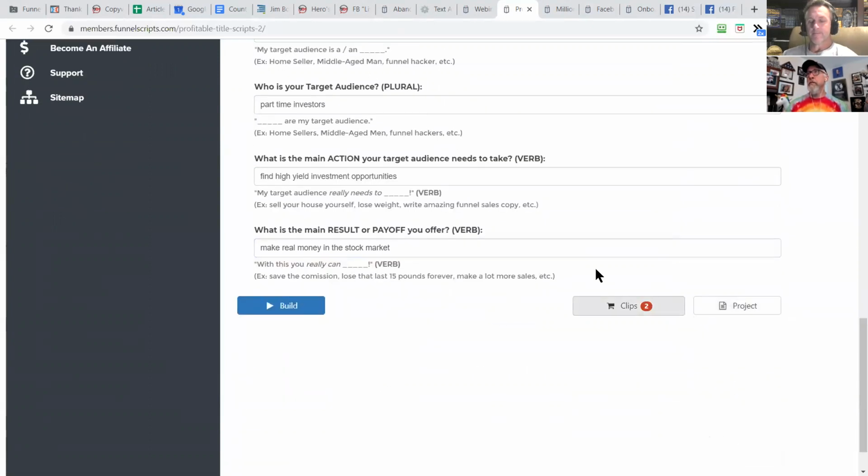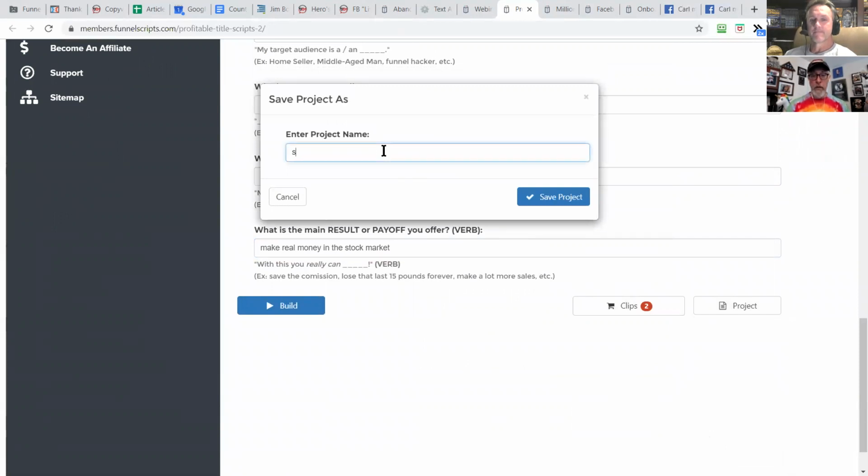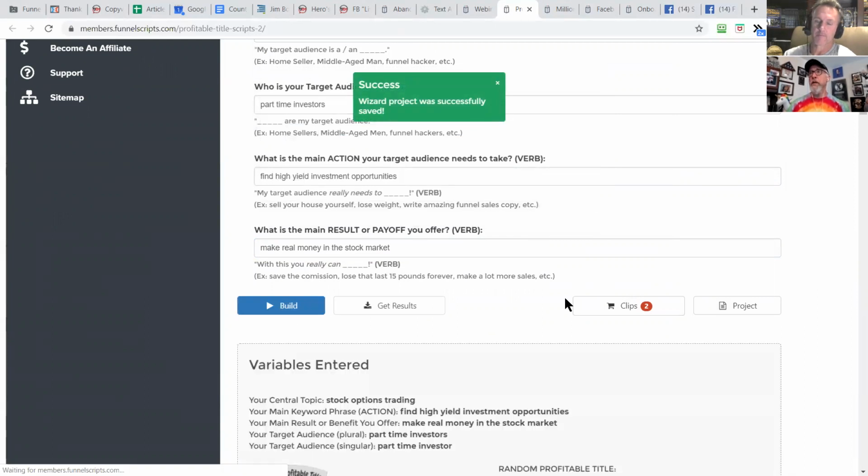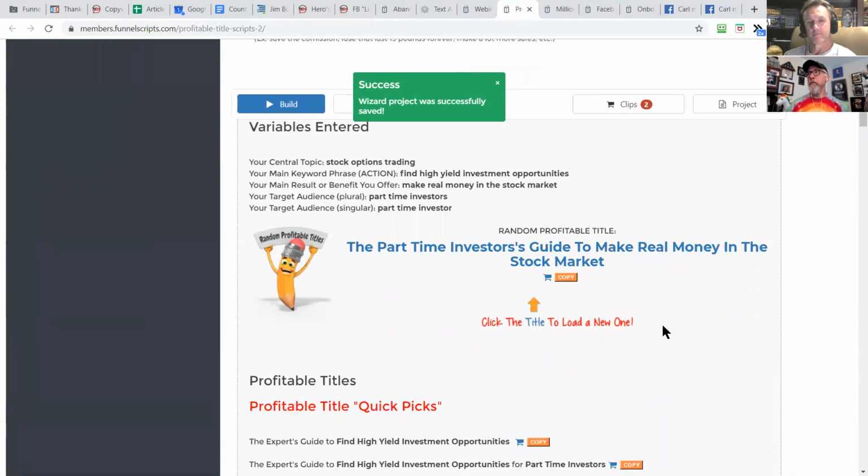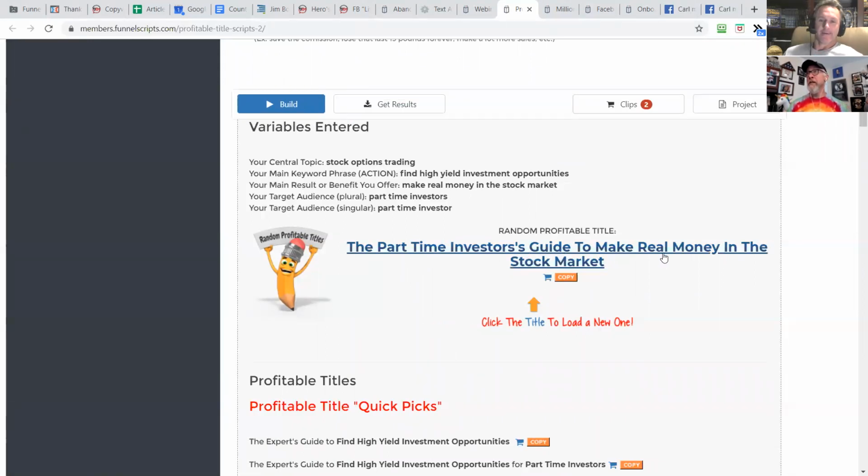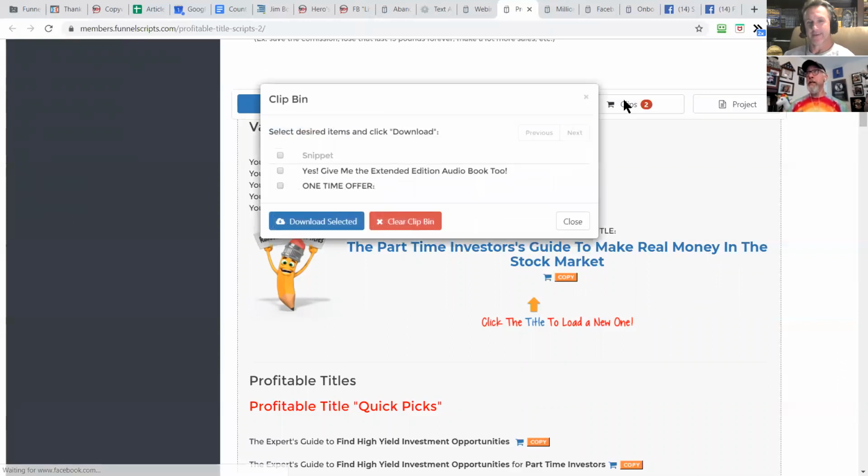It'll probably tell me I'm not logged in. Oh, it is. Okay. Stock trader or options trader. Okay. So we click build and then, oh, dude, here you go. Hey. Here's the title. That's a book title. The Part-Time Investor's Guide to Make Real Money in the Stock Market. Perfect. Dude, that's a really good title.